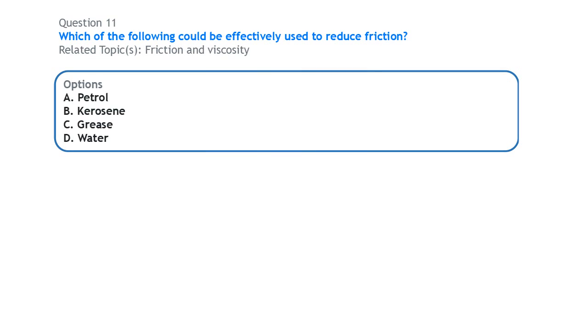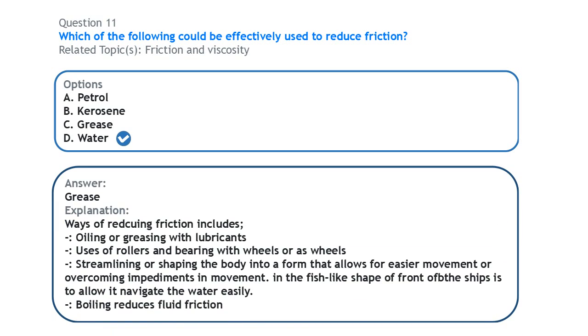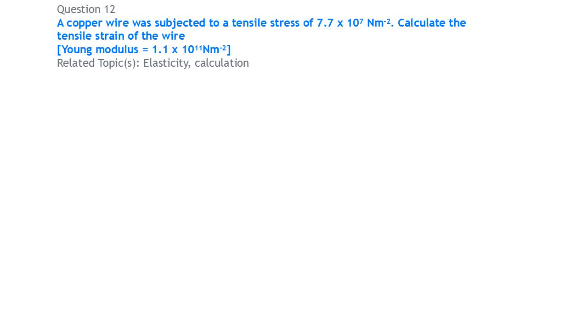Which of the following could be effectively used to reduce friction? Greasing is one of the ways of reducing friction between two solid surfaces in contact. Other ways include the use of rollers and bearings. Streamlining the body as well is one way too, that is shaping the body into a form that will allow it to move easily. Boiling also reduces fluid friction. So we have grease from this.